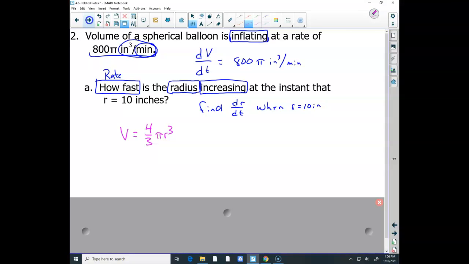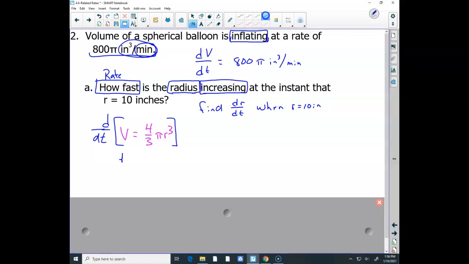And if I'm trying to find dr/dt, given dV/dt, how the heck do I even get a dV/dt or a dr/dt in there? Well, what I do is I come back and I differentiate with respect to time, okay? And that's how I introduce my dV/dt's and all that good stuff in there.